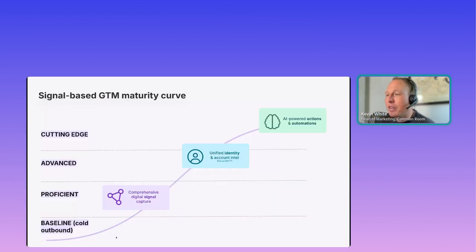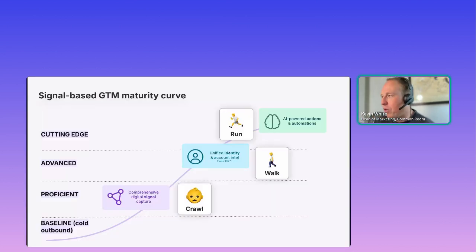This is also a crawl, walk, run approach, but at the very early stage of the signal-based go-to-market maturity curve, you're doing comprehensive digital signal capture. You have a way to ingest and get some sort of data around the signals that you care about, whether it's into a data warehouse, Common Room, or just a spreadsheet. You have a way to capture all the signals, because that's the baseline. You're blind to buying signals if you're not capturing them, obviously.